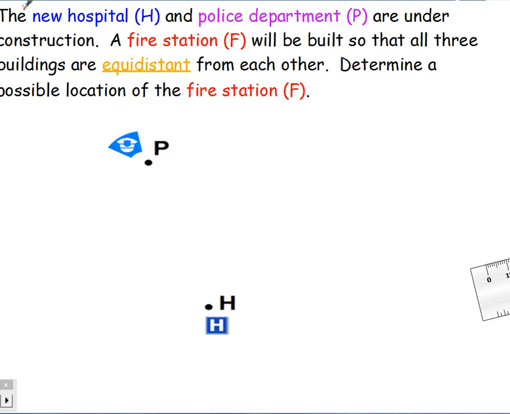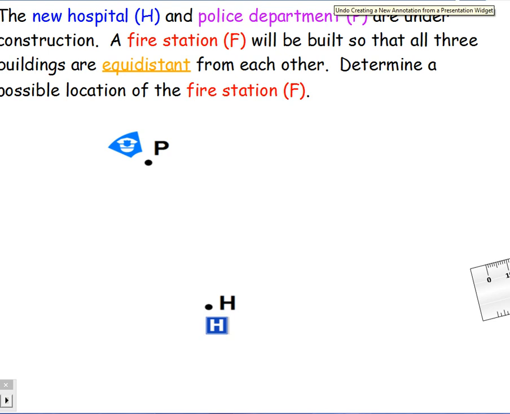So we want equal distance from all three. If I put the firehouse right here, this would be a short distance, but these two are not that same distance. So I want this distance and that distance to all be the same. So this would not work, in case that's what you were thinking.